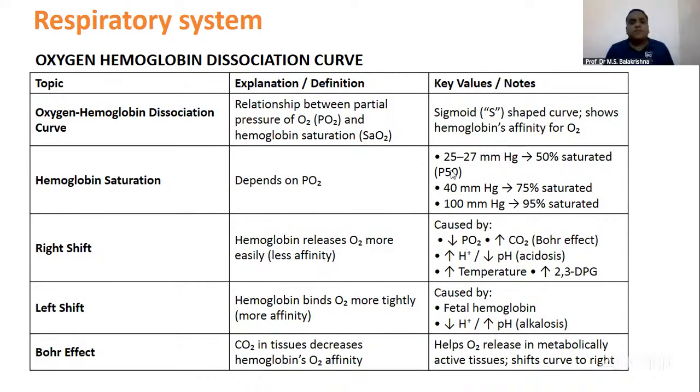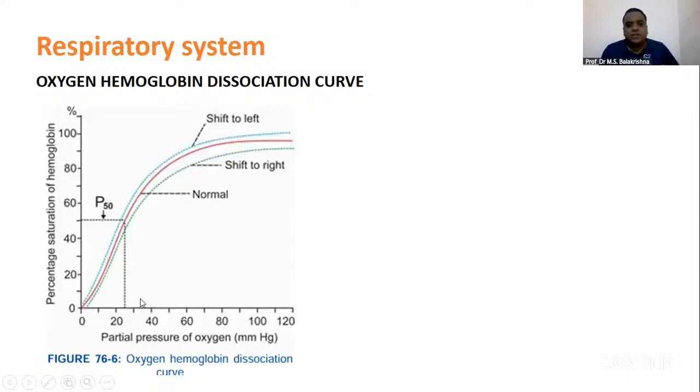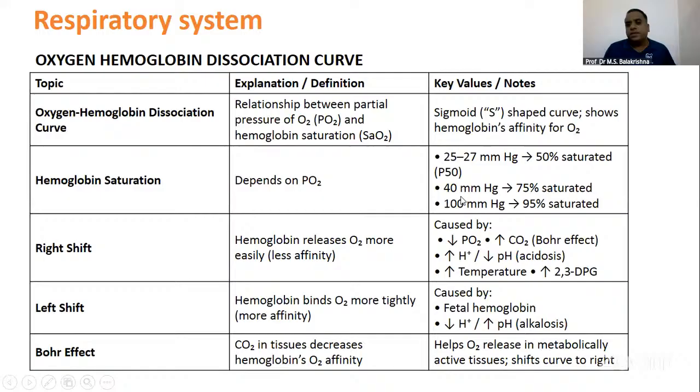These are all MCQs. If the partial pressure is 25 to 27 mm of Hg, 50% will be saturated. That is called P50. You see the graph. This is P50, where 50% of hemoglobin is saturated with oxygen. If the partial pressure is 40 mm of Hg, 75% is saturated. And if the partial pressure of oxygen is 100 mm of Hg, 95% is saturated.